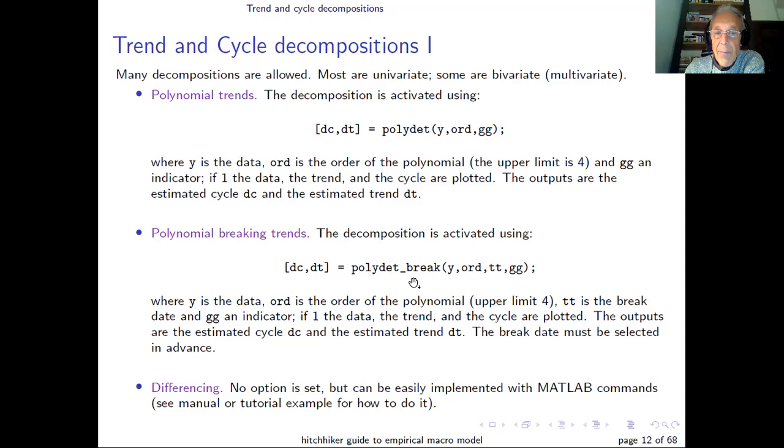The second one allows you to have a break in the polynomial. So the inputs of these functions are exactly the same, except there is a new one, which is called TT. TT is simply the date in which the break obtains. So the break, as I say here, must be selected in advance. There is no option at this point to do this recursively and estimate the break date. So you need to know exactly when you want the break in there, and the output are exactly the same as before.